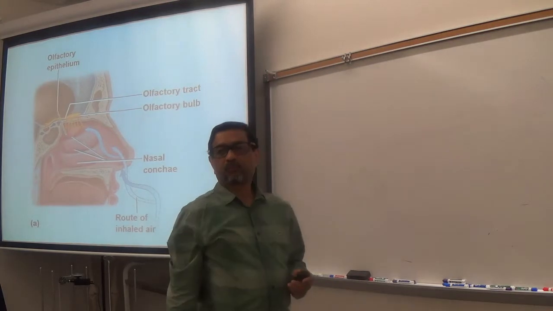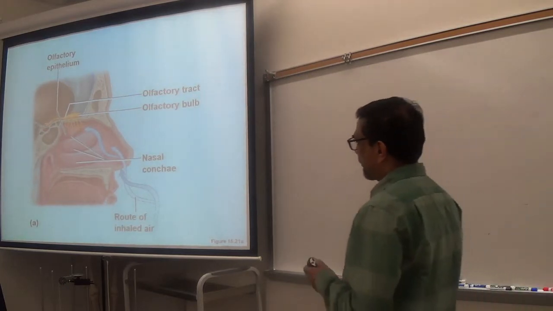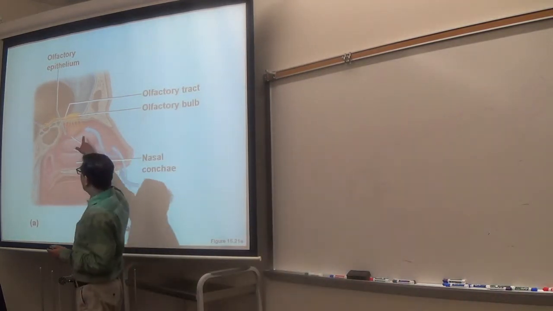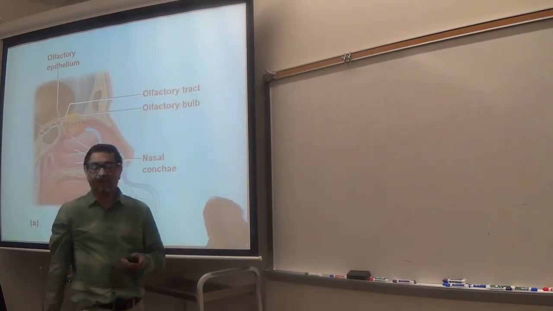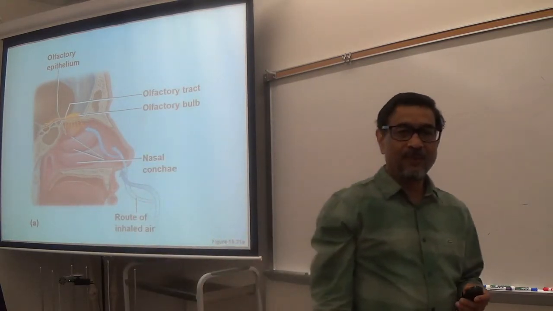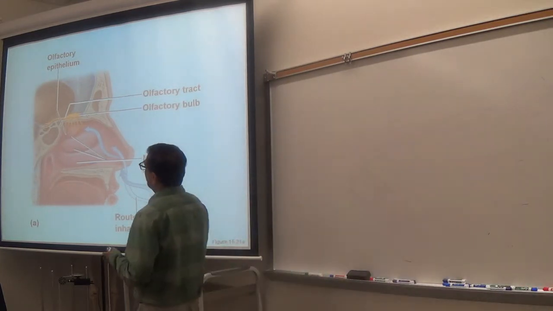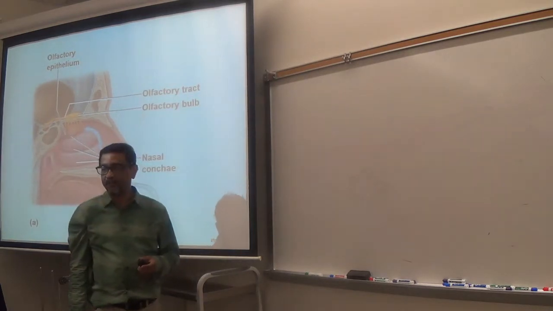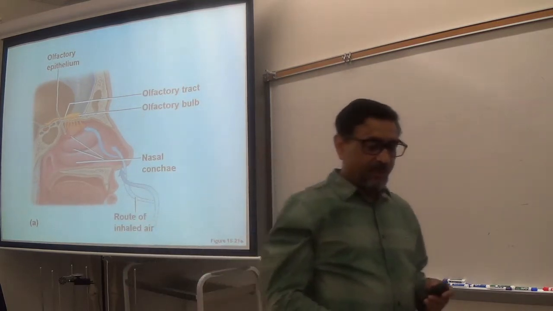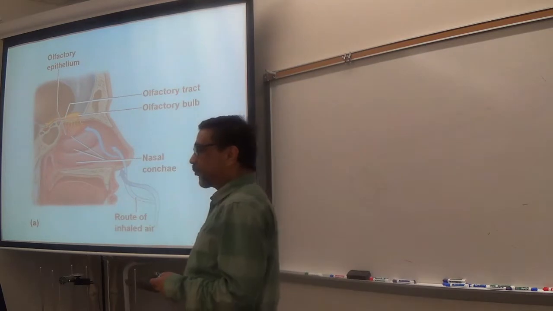And from the receptors, the smell signal enters into this important structure that is called the olfactory bulb. And who takes the smell signal from the receptors to the olfactory bulb? These nerve fibers. These are called the olfactory nerve fibers. Okay? So, inside the nose, you have the receptors. From the receptors, olfactory nerve fibers take the signal to the olfactory bulb.